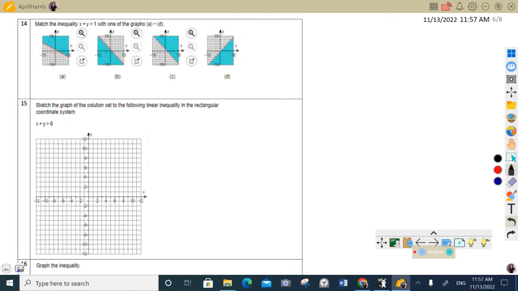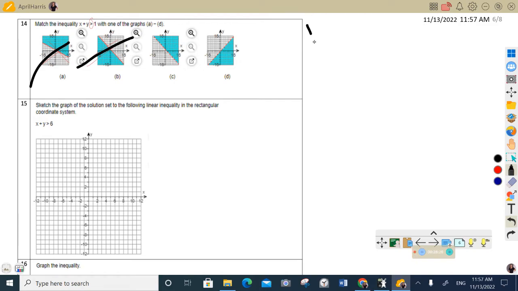All right, question 14 says, match the inequality x plus y is greater than 1 with the graphs. Well, I noticed that it's just a greater than. There's no equal to on that, so it's not going to be a solid line. So we can mark out A and B.